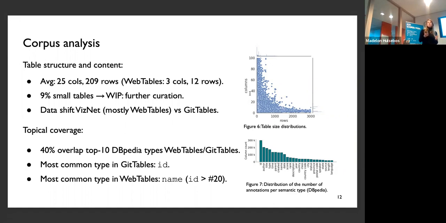So in 90% of the cases, 90% of the columns, we can accurately say, okay, this column came from VisNet or this column comes from GitTables. And we extracted roughly 1,000 very low level features from these columns. So that means that there is a big shift.